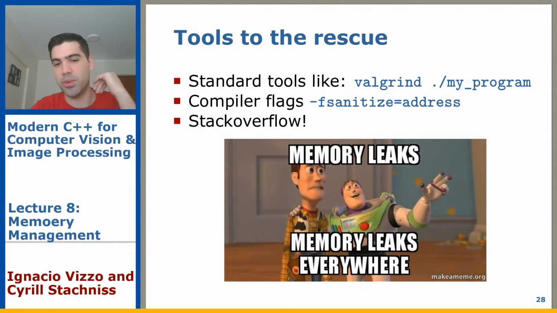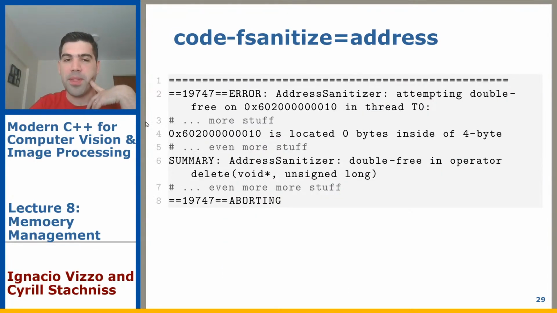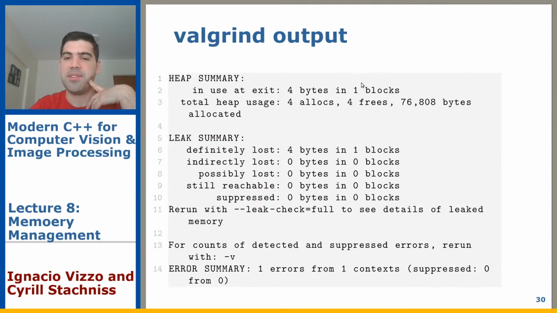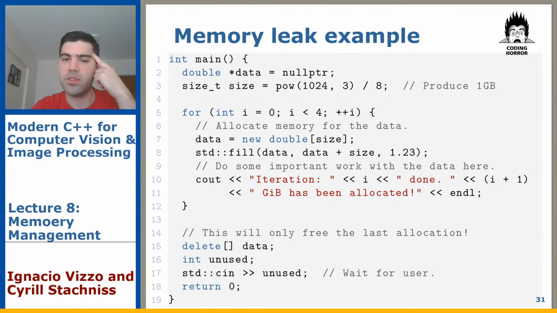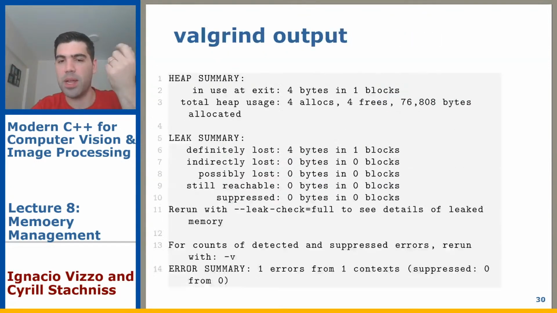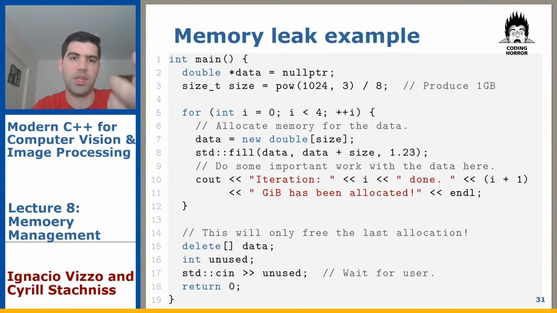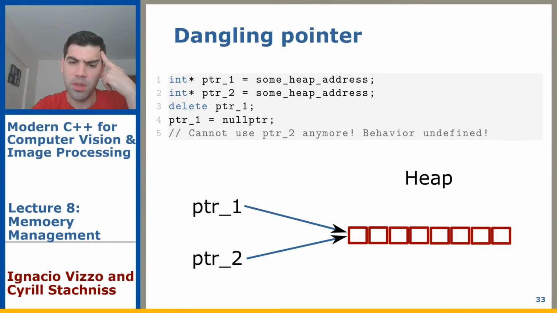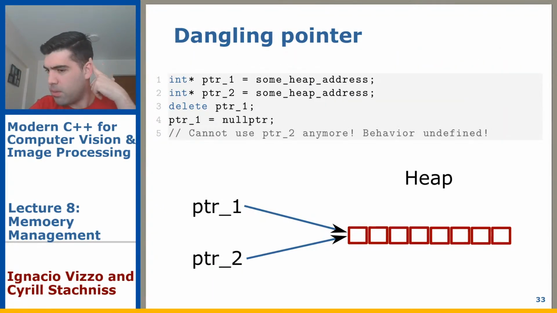Of course, there are tools to help you with this. So if you run this program and then you use the address sanitizer compiler flag, there is also something called Valgrind that will help you to detect these errors. So this is the example we just saw, and that's it. So be careful with memory leaks.